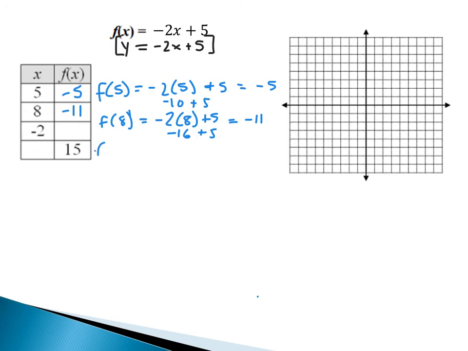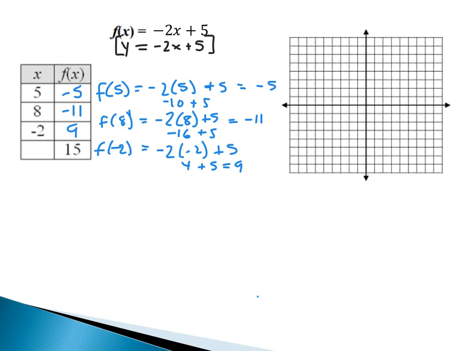Next one, f of negative 2. Again, I'm plugging in for x. I'm going to have negative 2 times negative 2 plus 5. Negative 2 times negative 2 is positive 4. Plus 5 would equal 9. So notice I'm just giving you numbers that jump around on purpose.